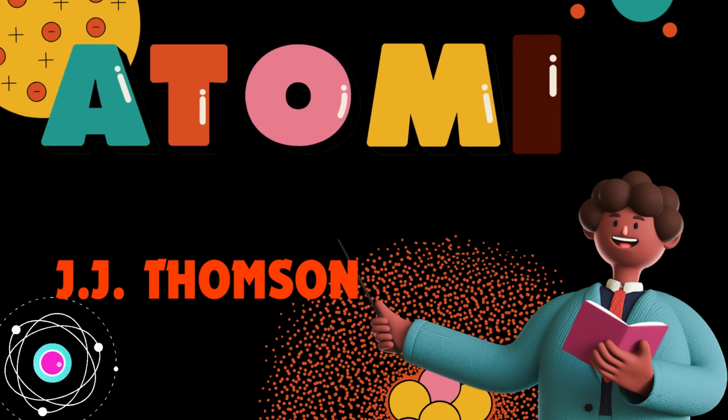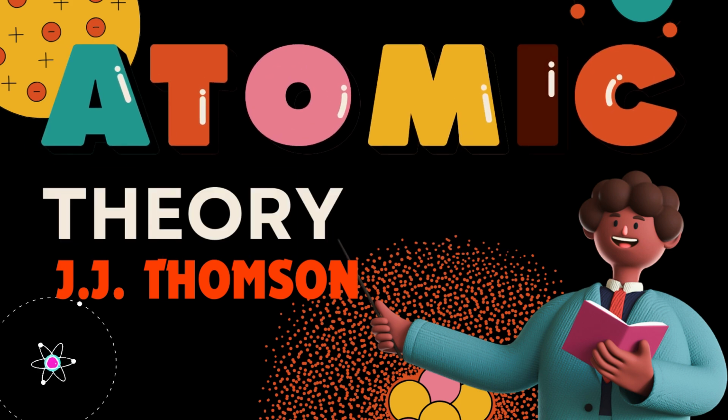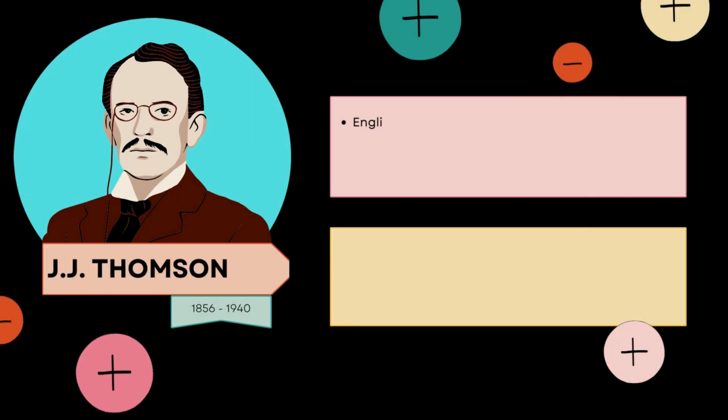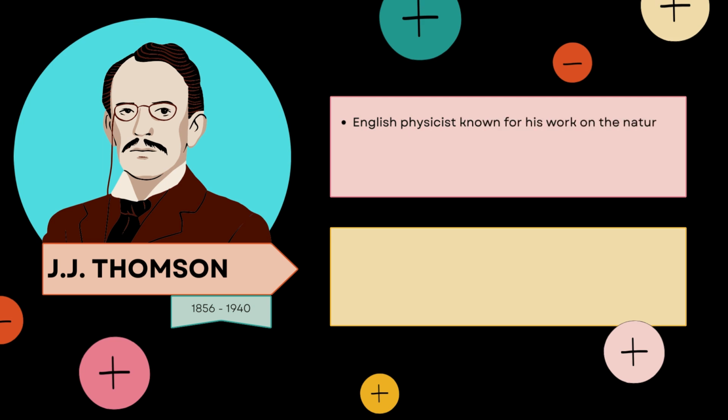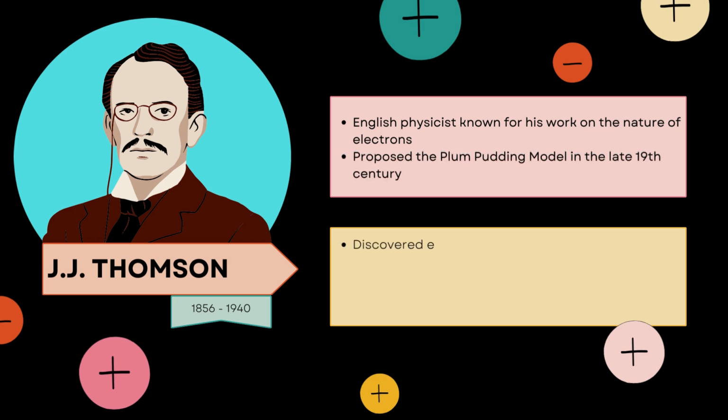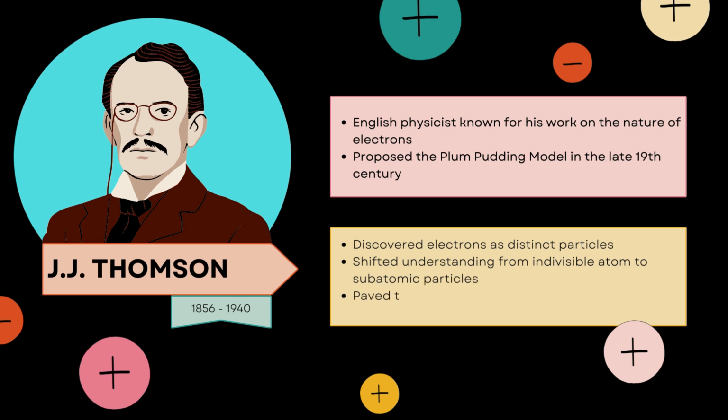In Lecture 3, we're exploring the revolutionary contributions of J.J. Thomson, an English physicist who lived from 1856 to 1940. Thomson is renowned for his groundbreaking work on the nature of electrons and for proposing the Plum Pudding Model in the late 19th century. Thomson's discovery of electrons as distinct particles marked a significant shift in our understanding of the atom, moving from the idea of an indivisible atom to one composed of subatomic particles. His work laid the foundation for further exploration of atomic structure.